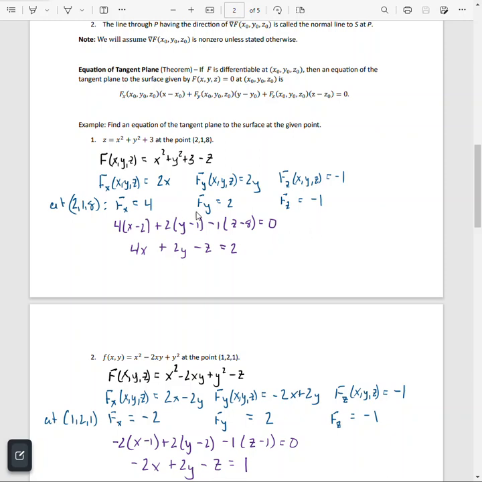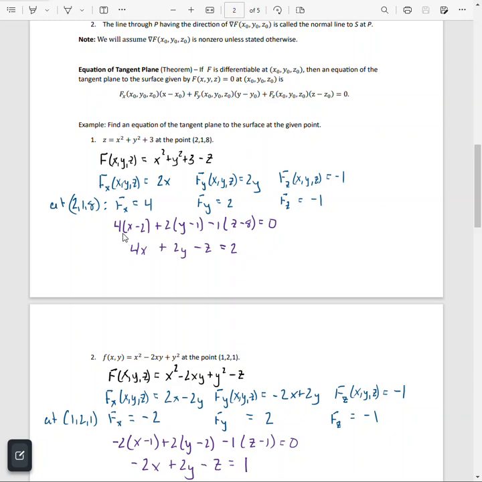Now that we have the values of the partial derivatives, we can set up our equations. We'll have partial derivative with respect to x is 4 multiplied by x minus 2, the x coordinate of the initial point. Partial derivative of y is 2 times y minus 1. Partial derivative of z is negative 1 times z minus 8.